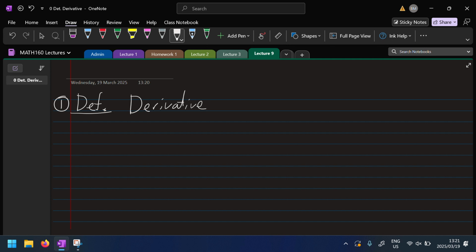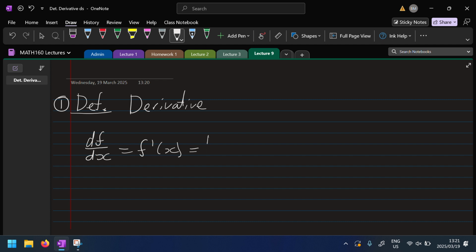Okay, so definition of the derivative. There's a few notations for the derivative. I'm sure you're aware. We'll mix and match as we go through. So you might have seen it as df by dx, or you might have seen it as f prime. Either way, we'll use both as we go through the examples.